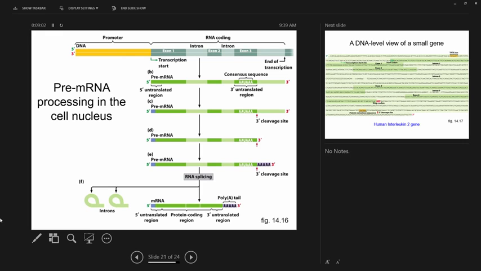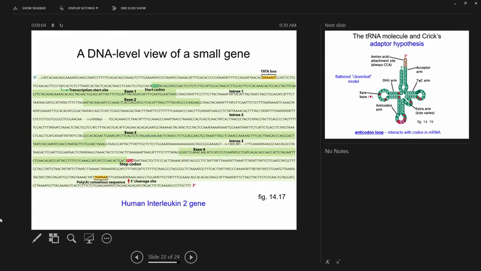We're done already. All right, so you don't have to memorize this. I'm just showing this so that you can see an entire gene.